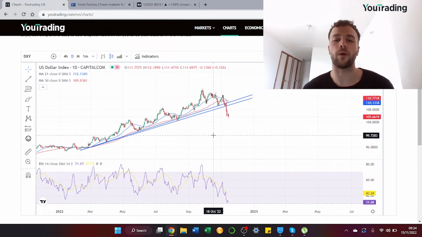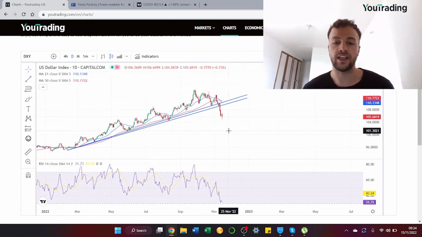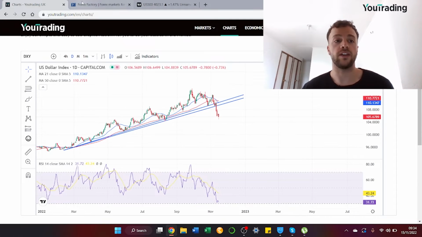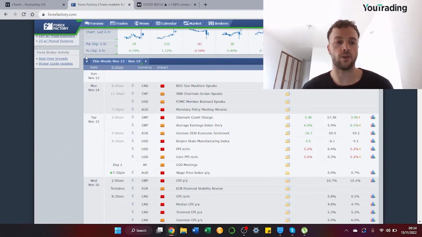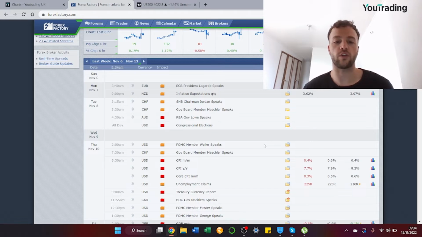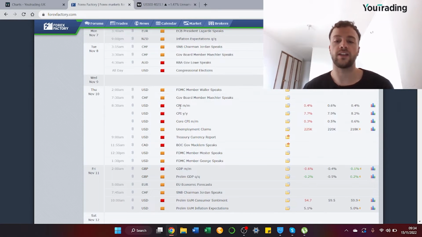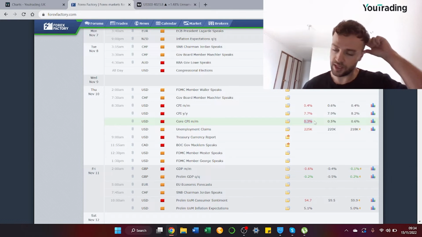Well, actually, no, let's first talk about why the dollar has been falling so rapidly in recent days. It's inflation. Let me show you the calendar. Let's go back to last week. We had softer than expected US CPI figures last Thursday. You can see CPI month over month softer than expected, 0.4%. Year over year softer than expected, 7.7%. The core was also softer than expected.